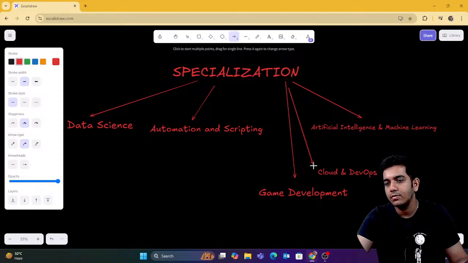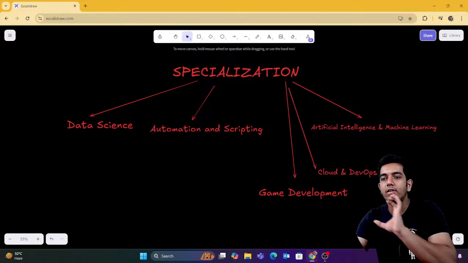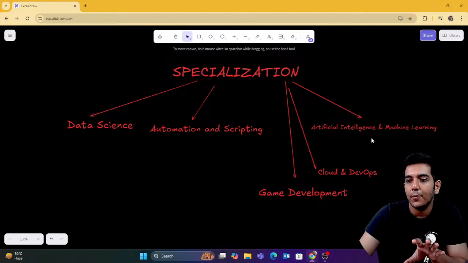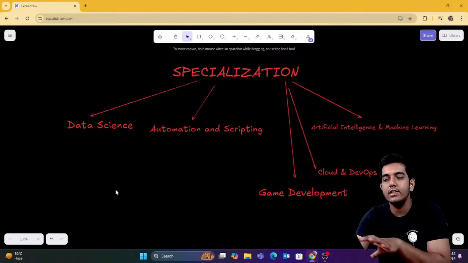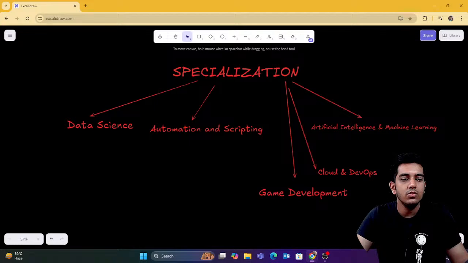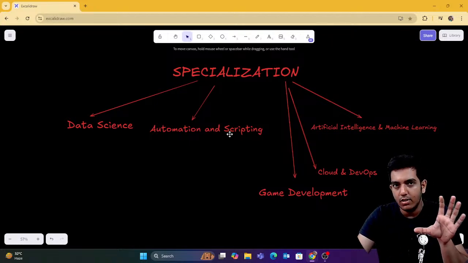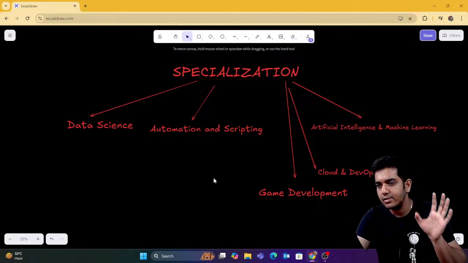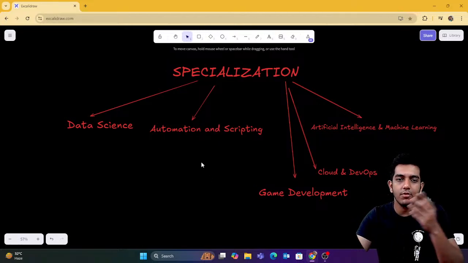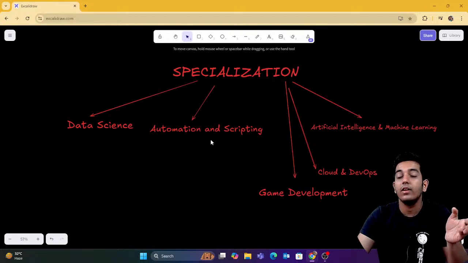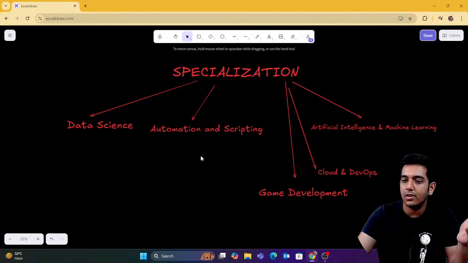So these are all the uses of Python which you can do now. You can use Python for all these different things. Now you have learned Python, so you have to pick a specialization. That's totally up to you. You can become a data science engineer, or you can use it for automation and scripting.